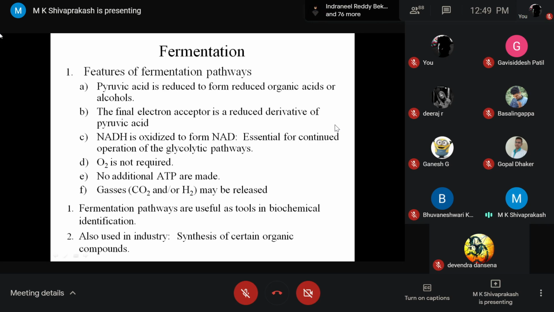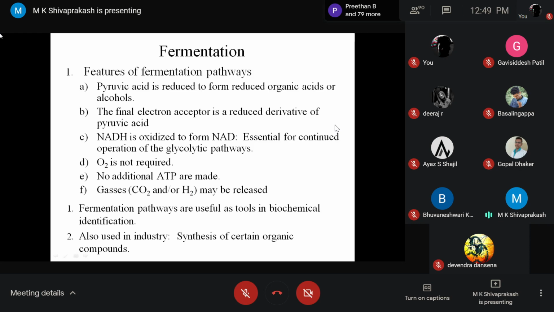Then it doesn't require oxygen. No additional ATP is generated in this fermentative pathway, other than the two ATPs. Gases like carbon dioxide and hydrogen may be released in the fermentative pathway. In the majority of fermentative reactions, CO2 is the common end product, and hydrogen is occasionally produced.